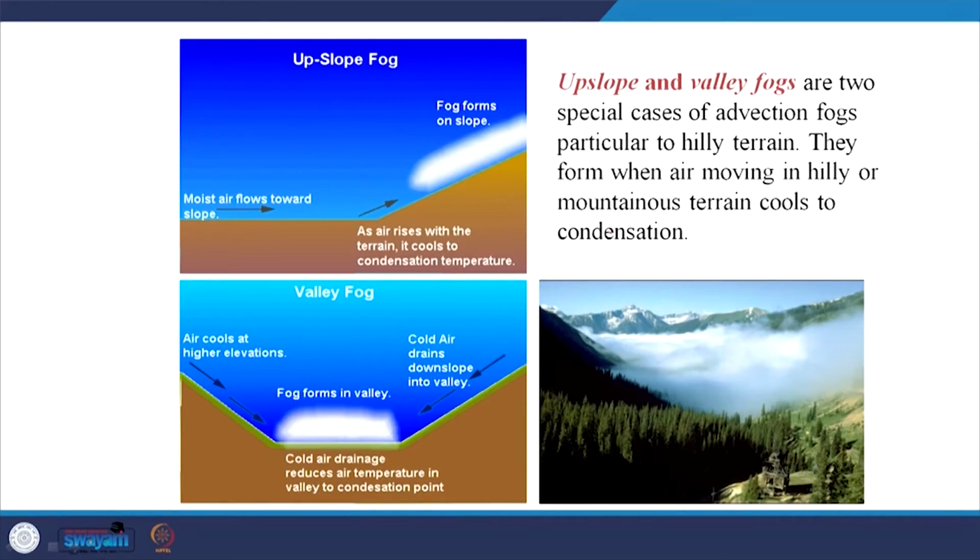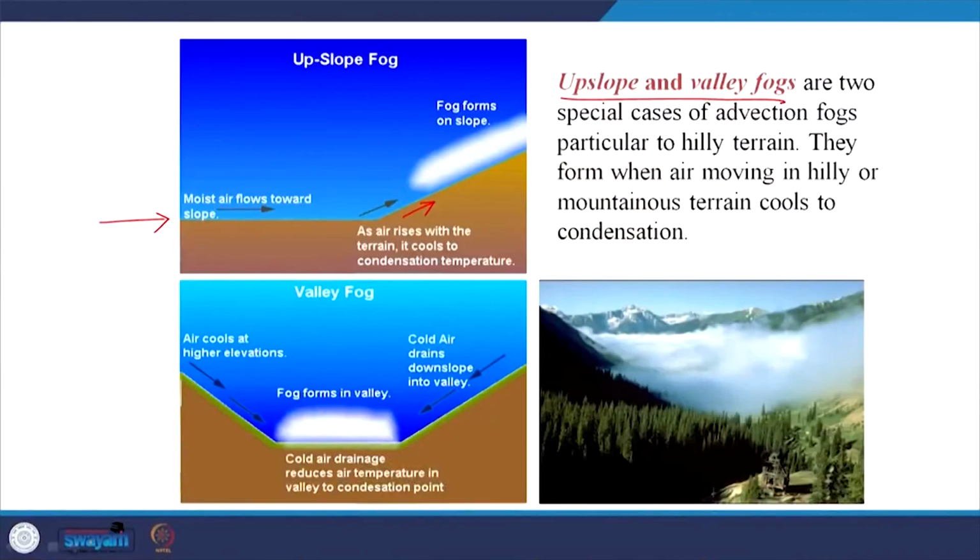The other types are the upslope and valley fogs, which are two special cases of advection fogs, particular to hilly terrain. They form when air moving in hilly or mountain terrains cools to condensation. So for upslope fog, let's say hot and moist air is traveling from this direction, towards a hilly terrain which gives the advantage of height. The air is moist, it has not reached saturation, but when it travels across this slope, its height is increased, right.